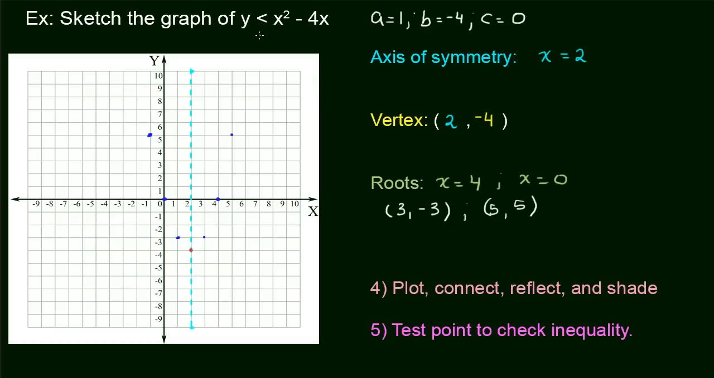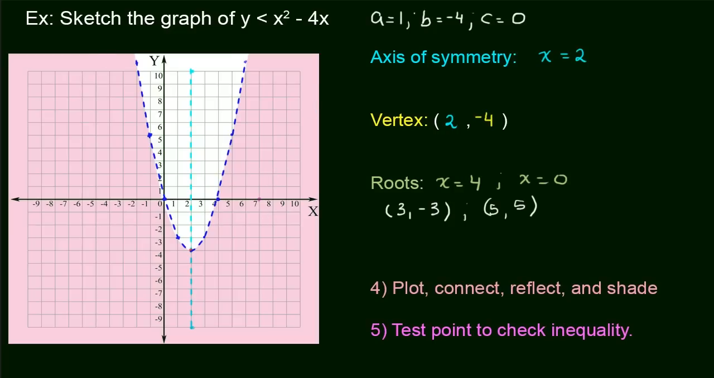And now here's where the inequality comes in. I'm going to look at my inequality and say, okay, this is a less than. Because it's a less than, and it's not a less than or equal to, my parabola has to be a dashed parabola. Here's my parabola for the function y is less than x squared minus 4x. My last part in this step is to shade. Since this is a less than inequality, I'm going to shade below my function to show that it is less than. This area is below my function y is less than x squared minus 4x.